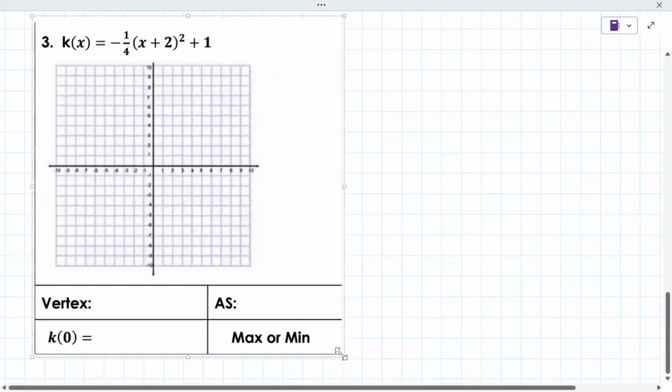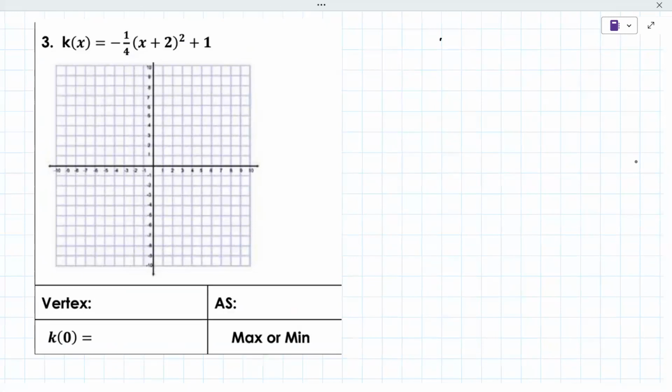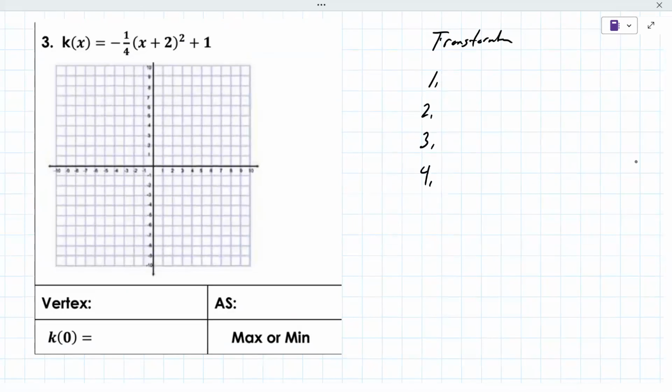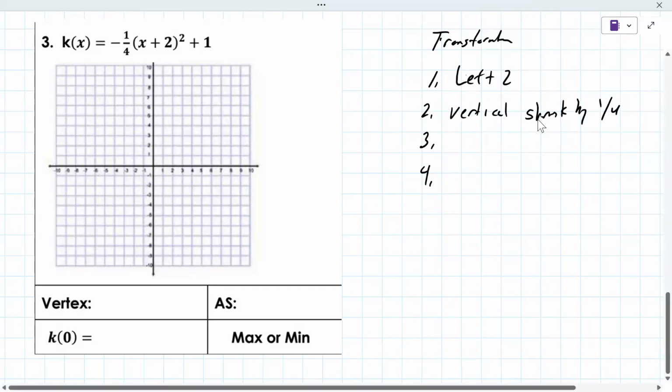Okay. So one of the differences about this one, I'll have you give me the transformations here first, and then I'll talk about this one a little bit different. There are 4 again. So whenever you're ready. There is the left 2. Okay, agreed. There's a vertical shrink by 1/4. Okay, and did you confirm with your teacher that that's the language they want? Shrink, compress. Yeah, 1/4. Okay.